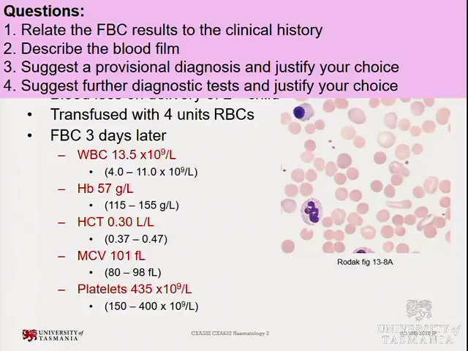Okay, so I think we've related the FBE results. We've had a look at the blood film and we've suggested a provisional diagnosis. So just keep in mind this case study and then think about the further diagnostic tests that might be useful. And remember, you always have to tell me why you've chosen things. Even if you give me the wrong diagnostic test, if you give me a valid reason for doing that test, I can't mark you wrong, can I? So always, justifying your choice means giving me a reason for wanting to do that test. Okay?